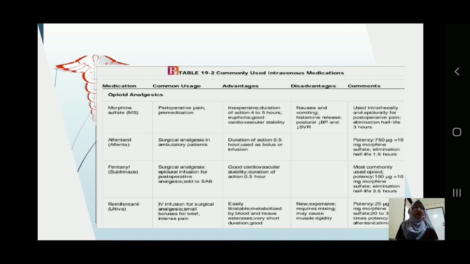And the disadvantages are nausea and vomiting, histamine release, postural low blood pressure, and low SPR. And the comments: use intrathecally and epidurally for postoperative pain administration, half-life in 3 hours.